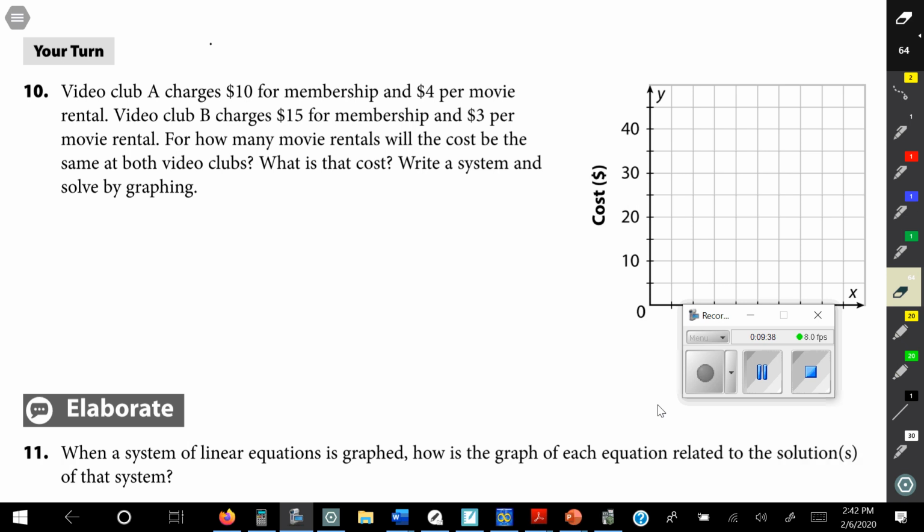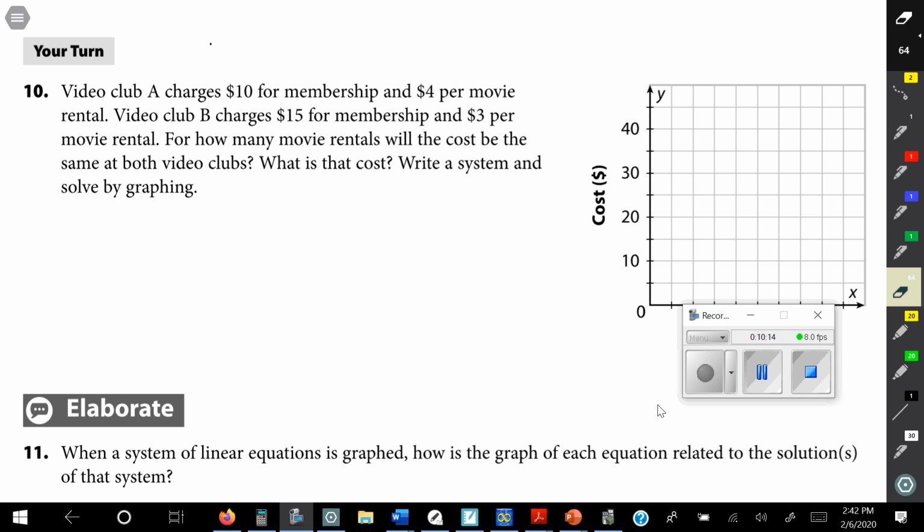All right, now we're going to take a look at a problem in context, a word problem. What we want to do is interpret what's going on, make a graph, and see where they intersect, similar to the problems we've been doing. So in this problem, it says a video club A charges $10 for a membership and $4 per movie rental. Video club B charges $15 for membership and $3 per movie rental. For how many movie rentals will the cost be the same at both video clubs? And what is that cost? This is write a system of equations and solve by graphing.